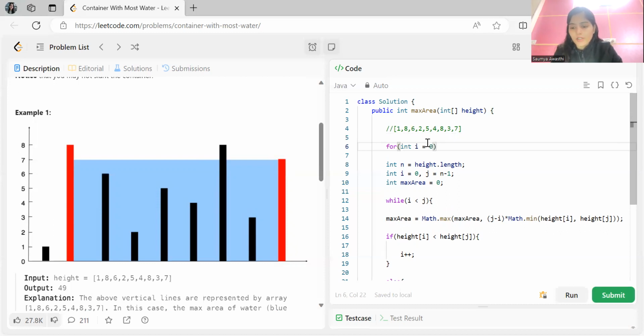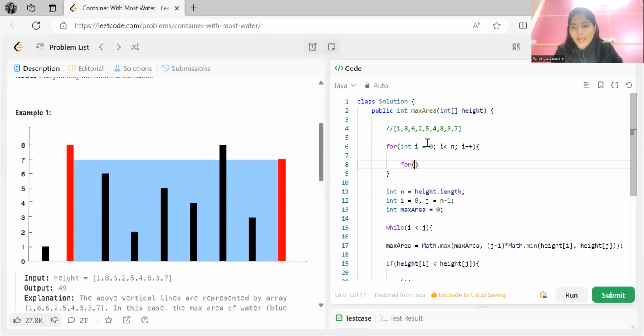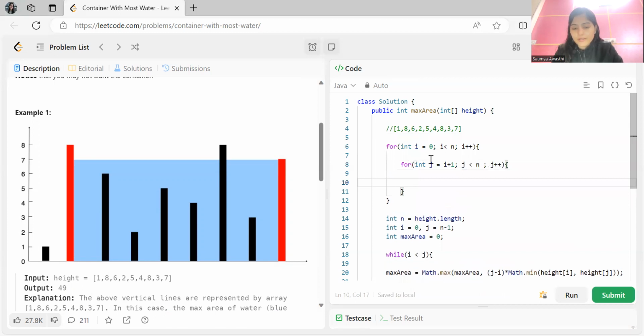So int i equal to 0, i less than n, where n is the height, right? And I will start from int j equal to i plus 1, j less than n, j plus plus, then area. Just roughly I'm writing, okay? So it's not like the syntax and all.